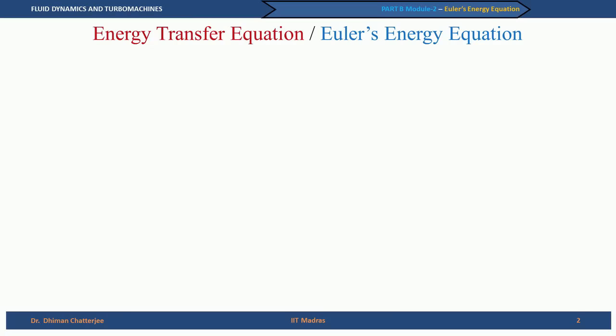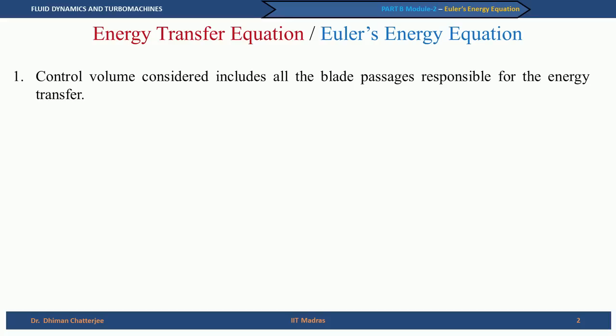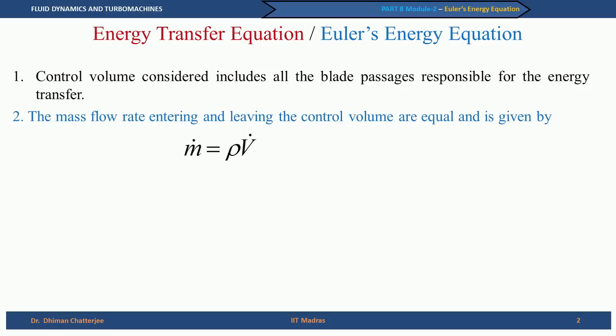I use the usual control volume approach, which means we will talk about the blades. By blades, I mean the impeller blades or the rotating blades or rotor, which is responsible for the energy transfer. We will construct a control volume around all the blade passages. Then we will consider the mass flow rate entering and leaving the control volume, which is given by m dot equal to rho v dot.